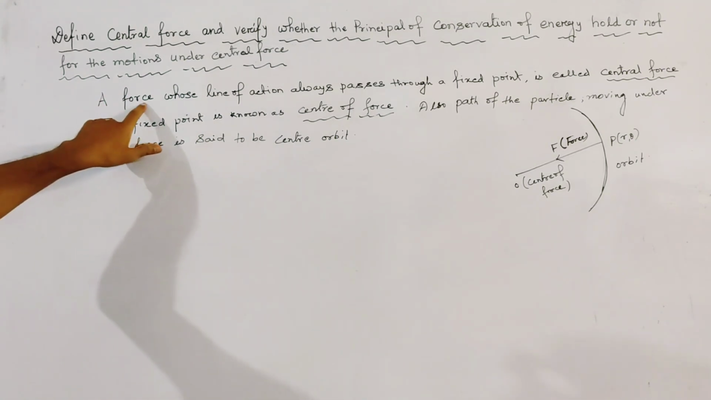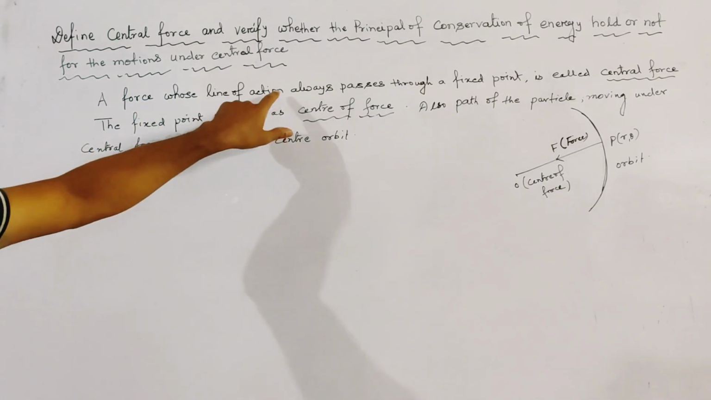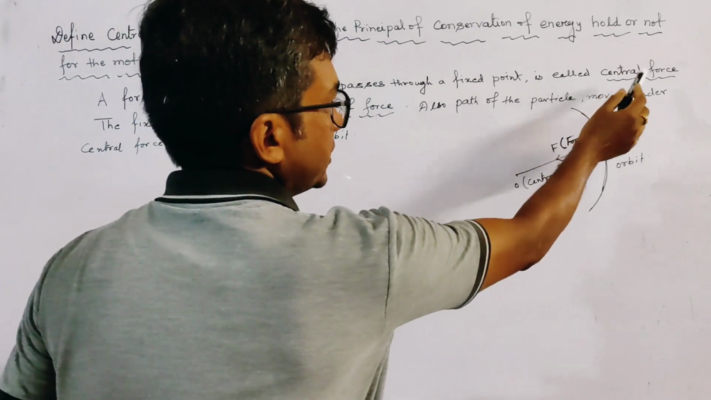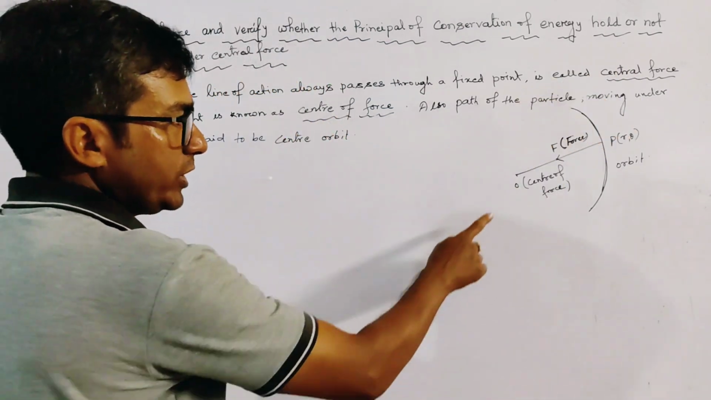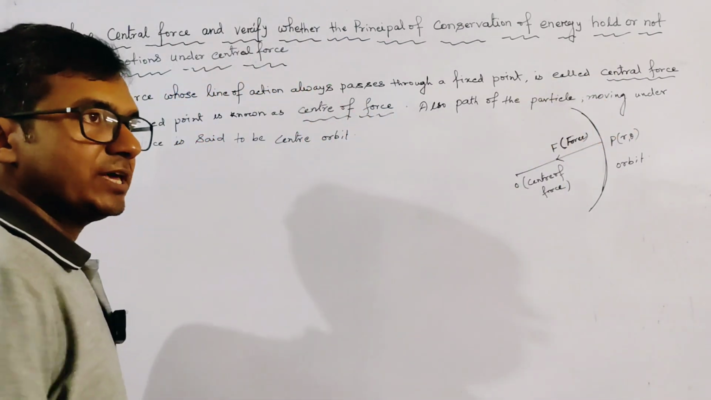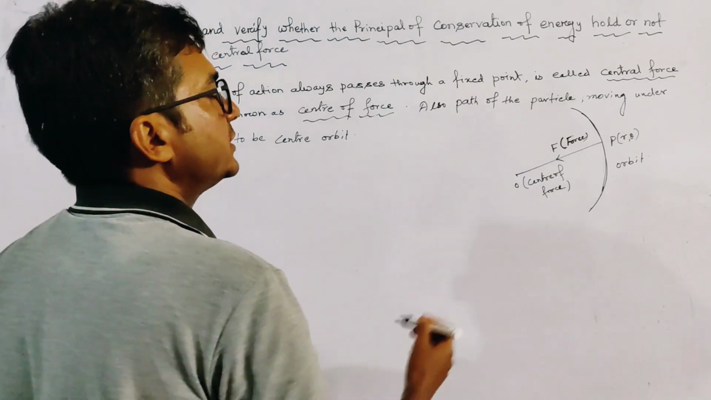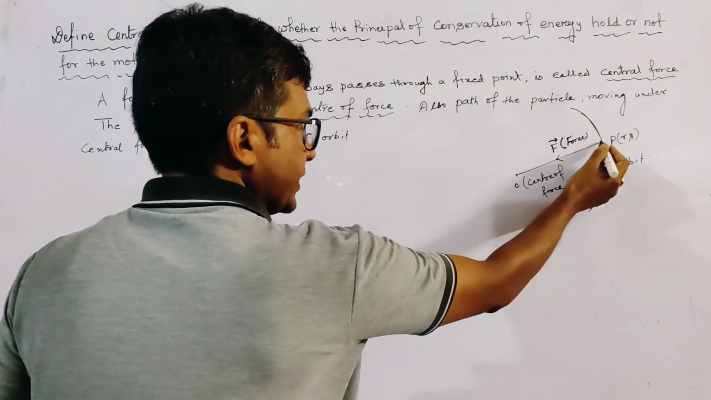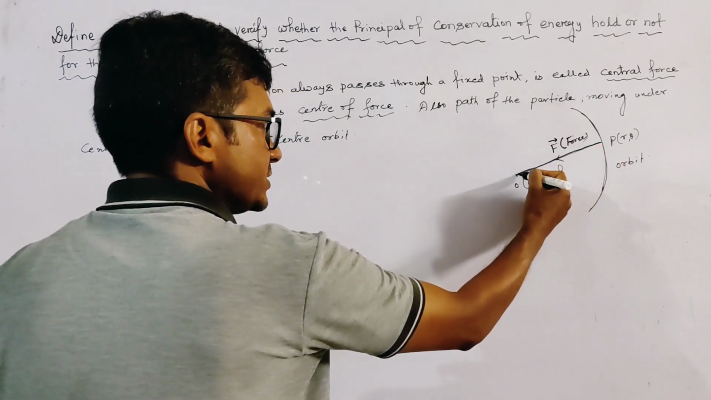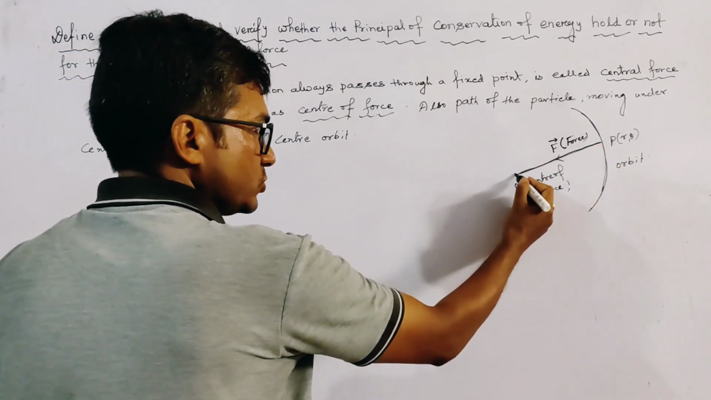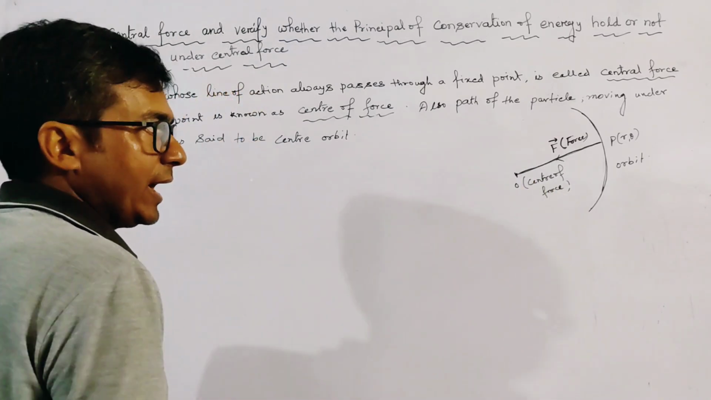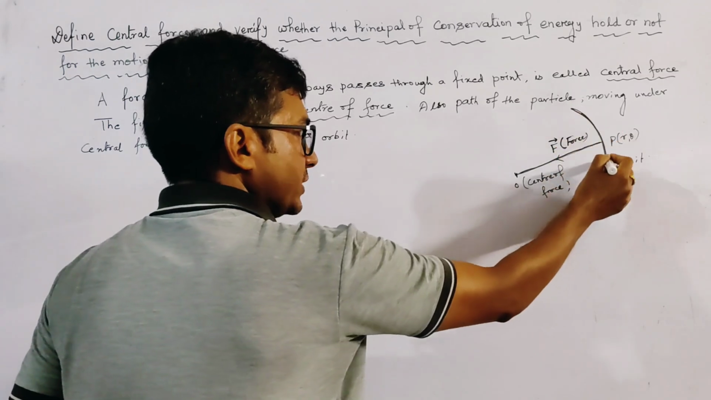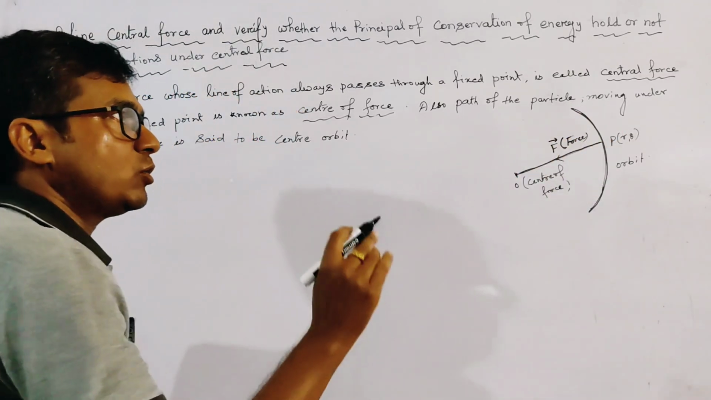Okay, we write here the definition of central force. We know that a force whose line of action always passes through a fixed point is said to be central force. Here we draw a rough sketch of central force. Let the central force be F. This is the central force, and the line of action is along the radius vector, and this passes through the fixed point O, and the particle under this central force makes a path.